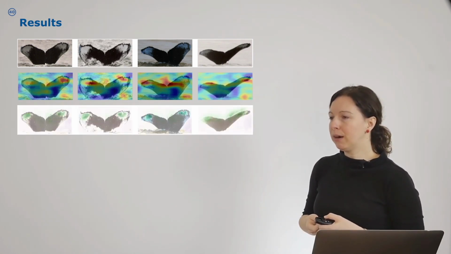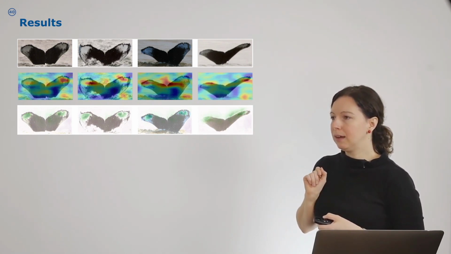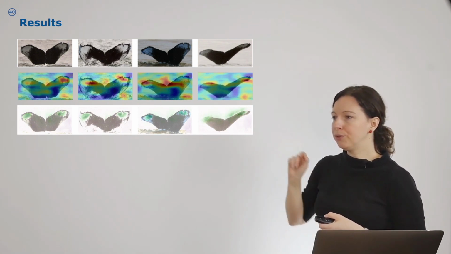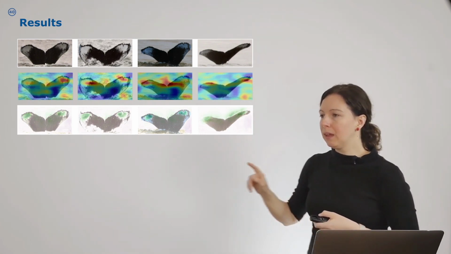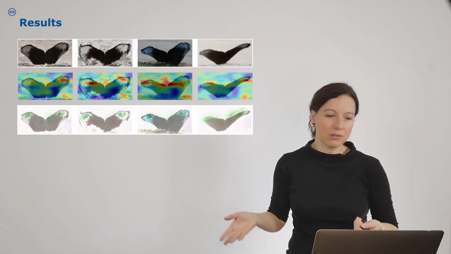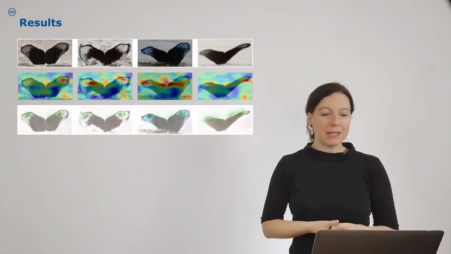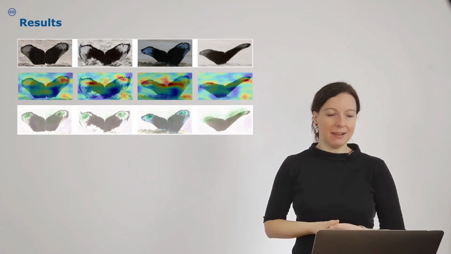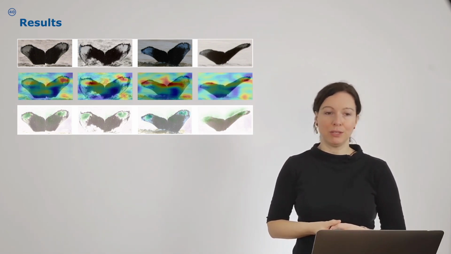And again, for comparison, these are the occlusion sensitivity maps. Don't be confused by the different illustration: red here is the same as the green here. And what you see, occlusion sensitivity maps are not so noisy, but they might miss some smaller or larger patterns which are important for the decision process.